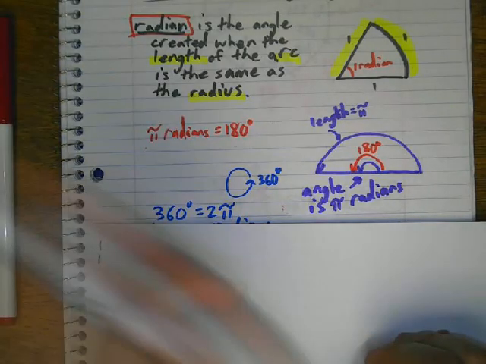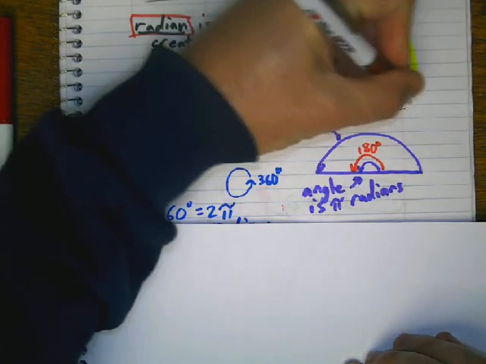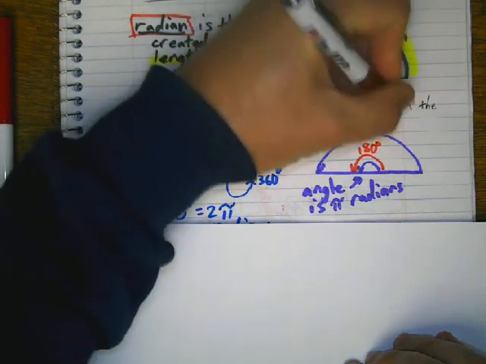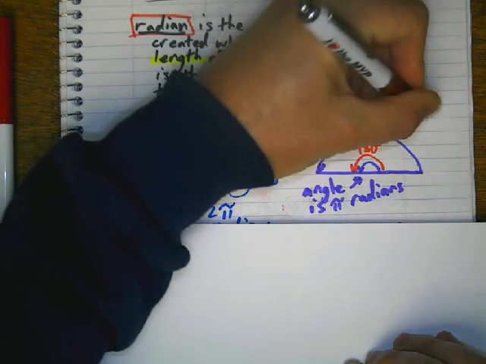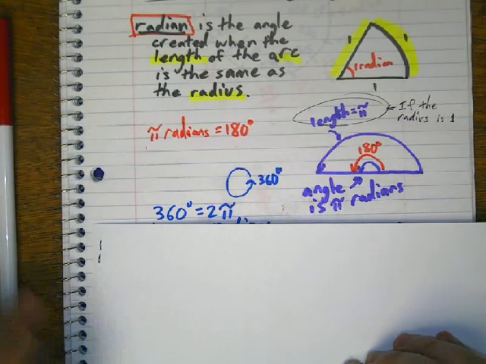I should write that down. The length of this is pi if the radius is 1. We'll talk about this formula in just a minute.